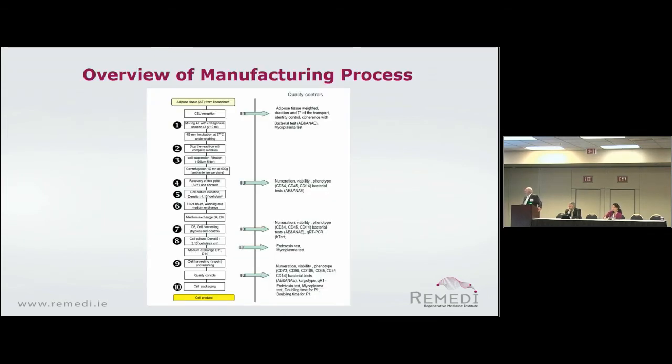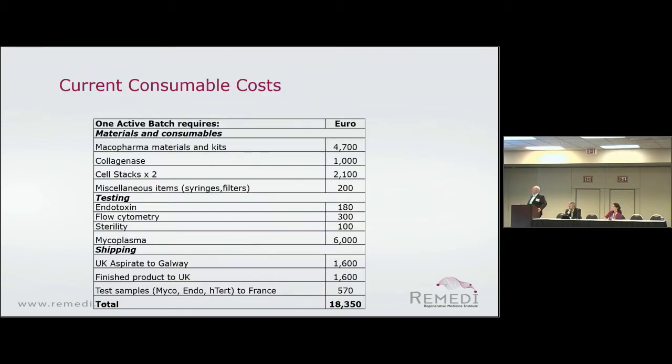The overall manufacturing process is summarized here. It's very standard. It depends on adherence as one of the critical parameters for isolating the cells. The release testing includes mycoplasma, endotoxin, microbial sterility, flow cytometry for selected markers, and karyology. So it's all really quite straightforward.